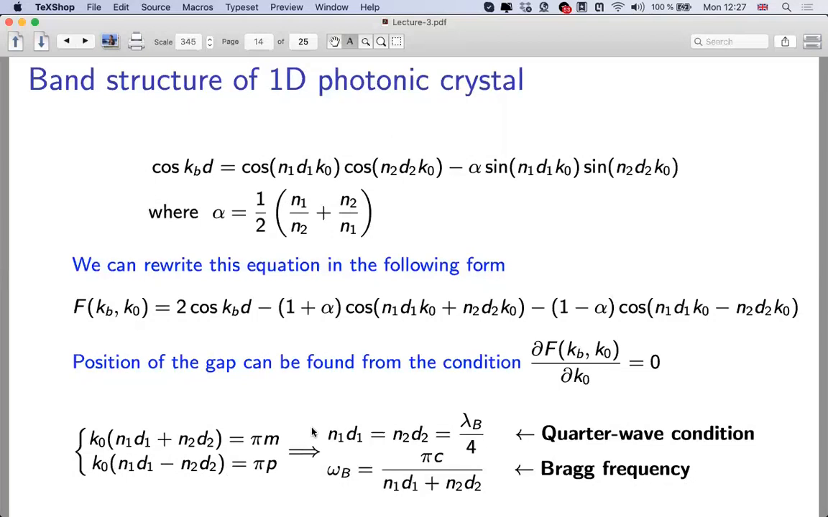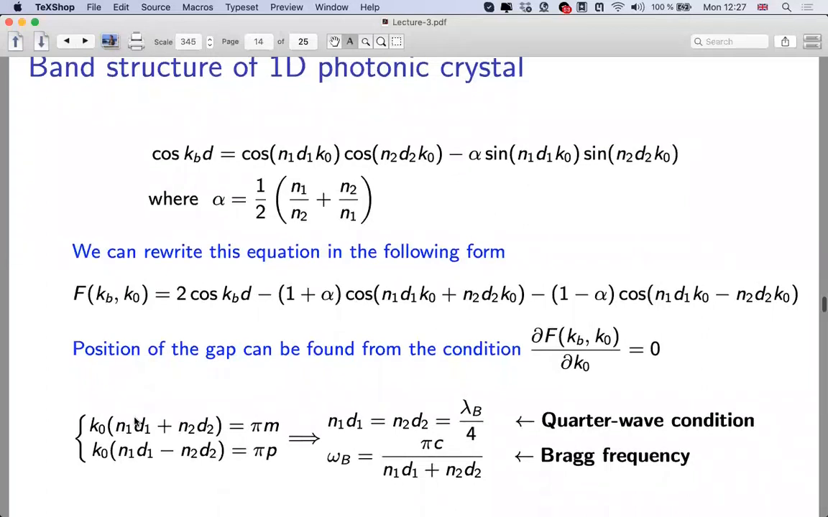And then in order to satisfy the first equation, knowing that N1 D1 equals N2 D2, I can solve this equation and we see that N1 D1 equal to N2 D2 and equal to lambda over 4. So it means that the central position of the band gap is lambda b over 4, which is equal to N2 D2 or N1 D1.